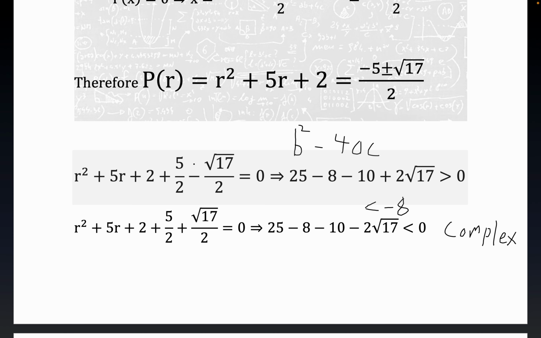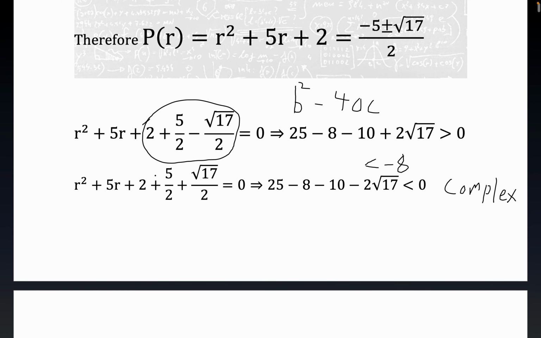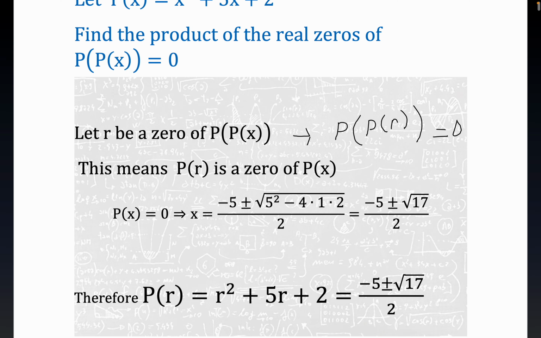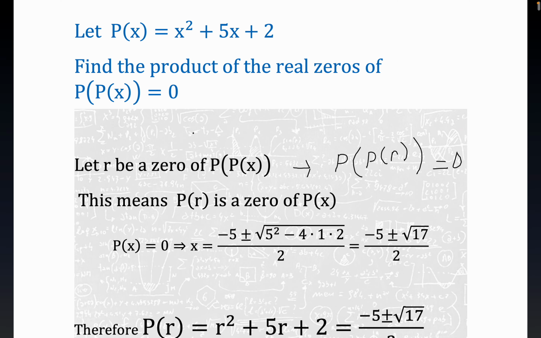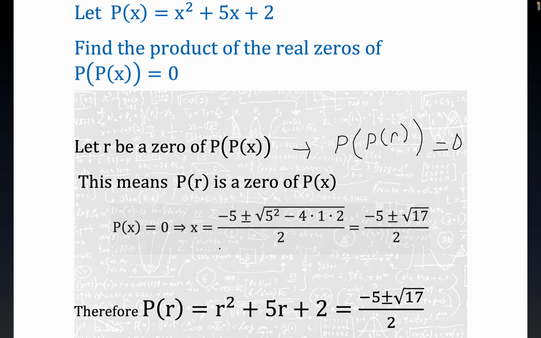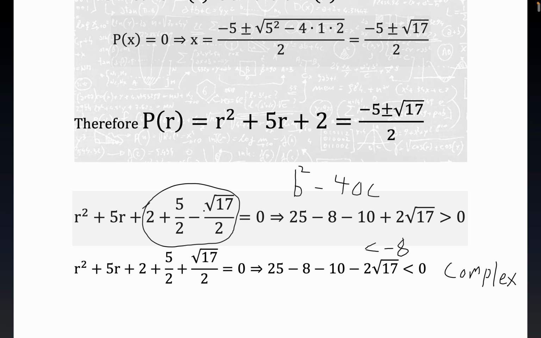Now, so the answer is going to be just this circled part, because the constant term is the product of the zeros or the roots, okay? So that's the answer we're looking for, folks, because literally this is the product of the zeros of the function composed with itself, all right? Because these conditions have to prevail. So this is our solution because we have the positive discriminant here.